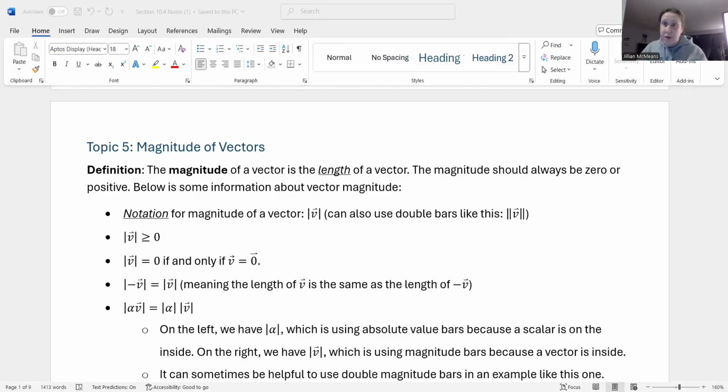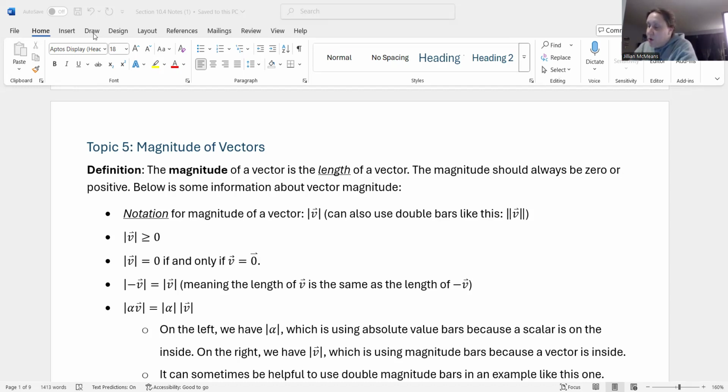For topic 5, we're going to talk about magnitude of vectors. So we already know that when we're dealing with vectors, they have to have magnitude and they have to have direction, magnitude being some kind of length for us, okay? So for us at this point, when we're talking about the magnitude, we're literally finding the length of this vector, okay? So just think kind of pretty generic stuff right here.